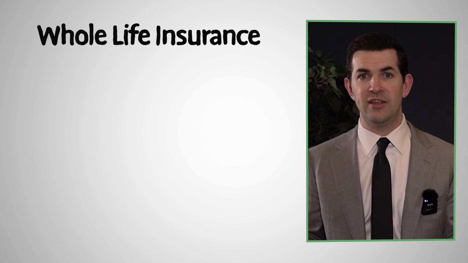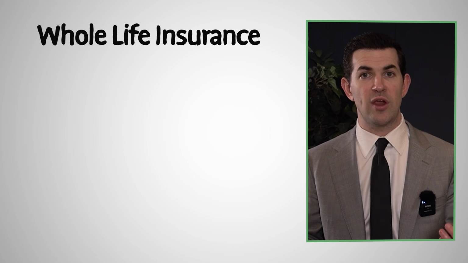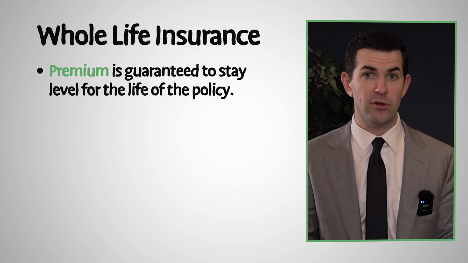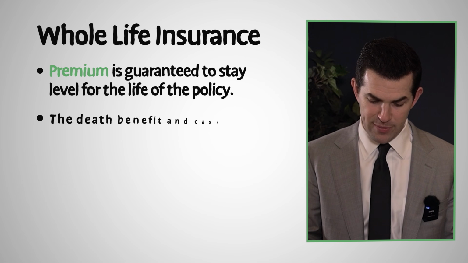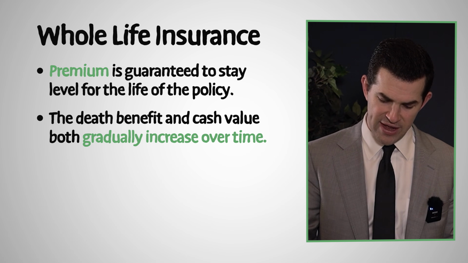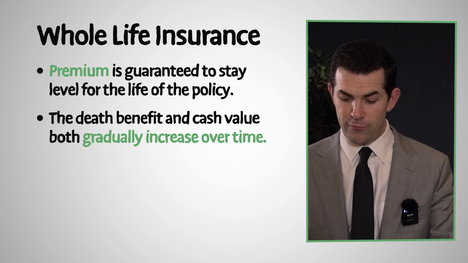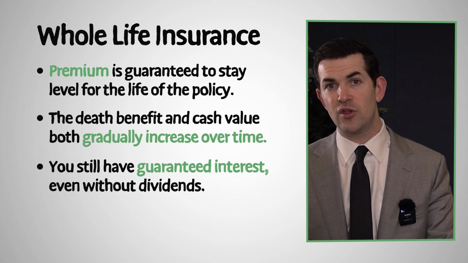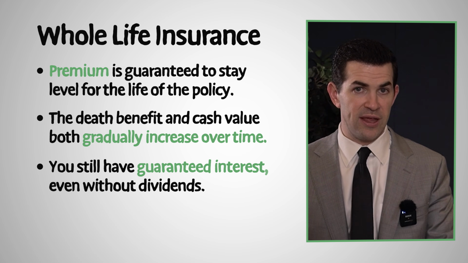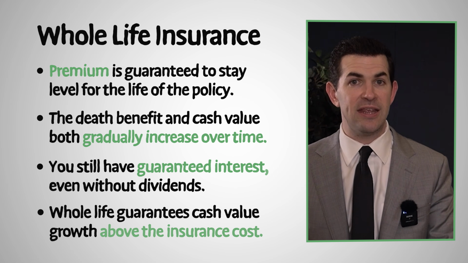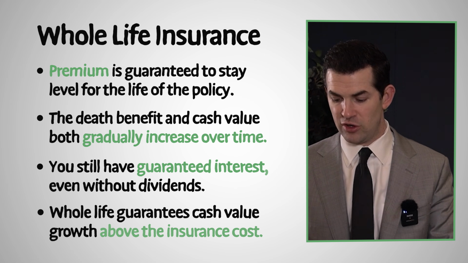The last type of life insurance is whole life insurance. This is the slow and steady wins the race product. First, I've got my premium, and this is guaranteed to remain level throughout the life of the policy. The death benefit will gradually increase over time, and the same is true of the cash value. If a dividend is not paid for whatever reason, you'll still have a guaranteed interest rate, and the big difference between whole life and universal life insurance is that with a whole life insurance product, you will see that the guaranteed cash value interest rate exceeds the cost of insurance.